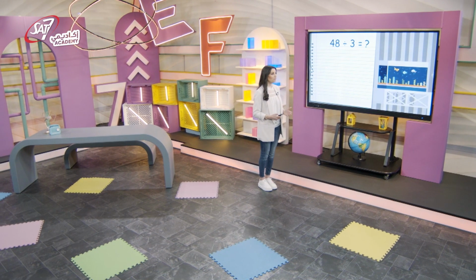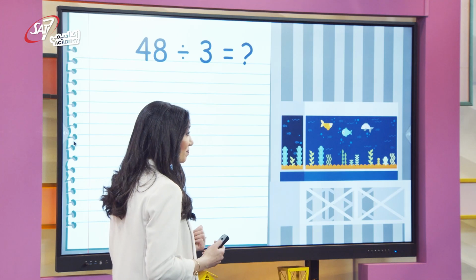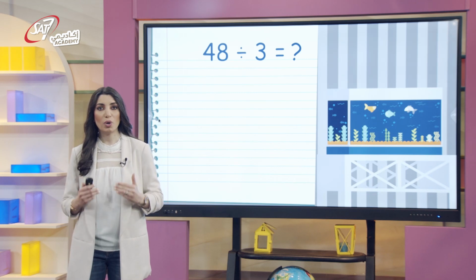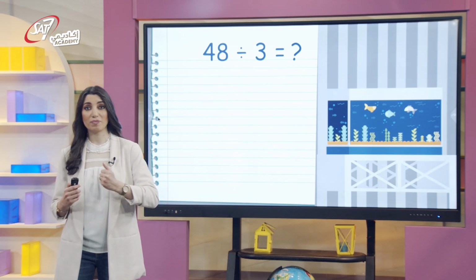So the 48 fish are divided into groups of 3. How many tanks are needed? In other words, what number multiplied by 3 equals 48? 48 is a big number. We can't solve it only by thinking about the multiplication table. Let's break this number into smaller parts that we can solve.